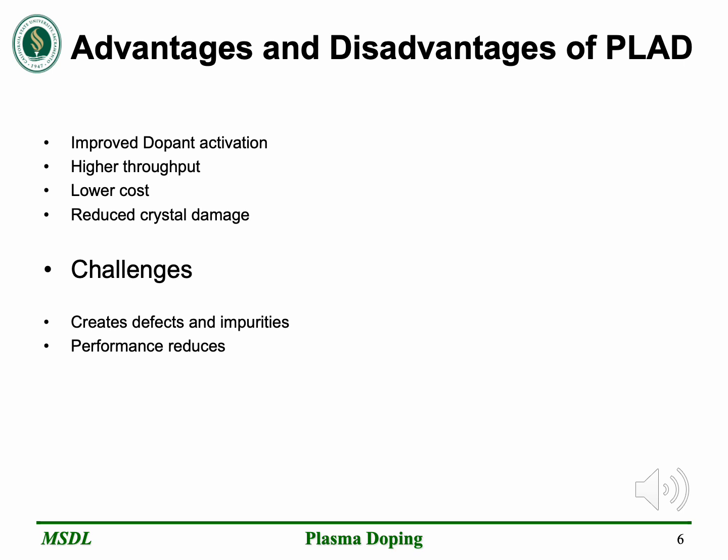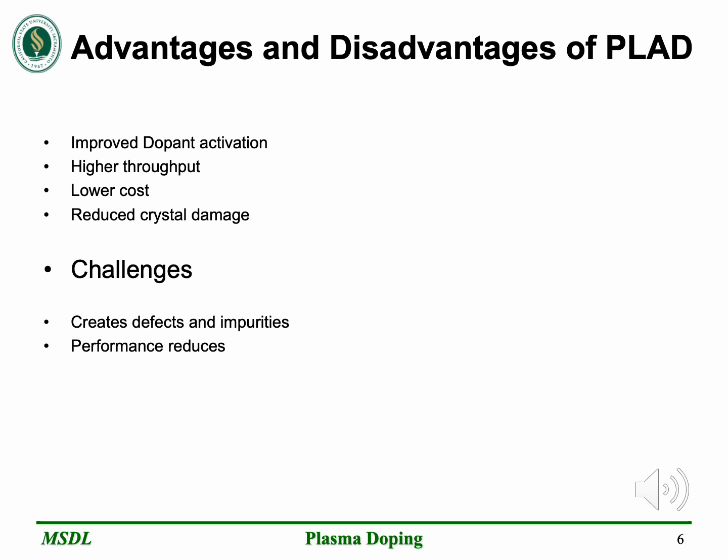Plasma doping offers numerous advantages over traditional ion implantation techniques. Firstly, it enhances dopant activation, resulting in improved device performance. Secondly, it provides higher throughput, enabling faster processing times. Additionally, plasma doping is more cost effective than ion implantation as it eliminates the need for expensive equipment and can be performed at atmospheric pressure. Lastly, it reduces crystal damage due to the use of lower energy ions, preserving the integrity of the semiconductor material.